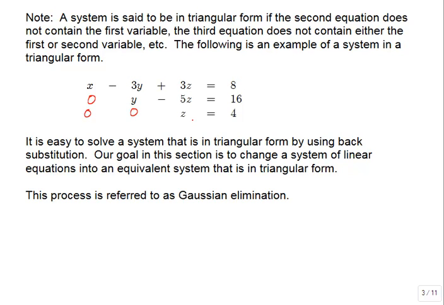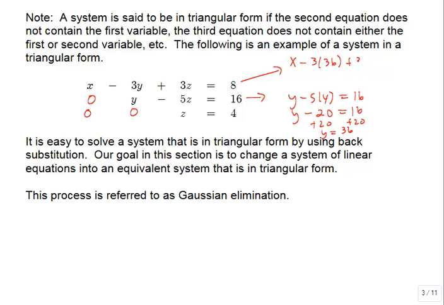The reason we like this triangular form is because it makes it very easy to solve the system by using back substitution. Because right here from this bottom equation we can see that z must be 4, and then all I would have to do is back up to the next highest equation, substitute in 4 for that z, and that tells me that y minus 20 equals 16, add 20 to the other side, and now we know that y is 36. And then you could back up to this top equation, substitute in 36 for the y and 4 for the z, and proceed to solve for x.